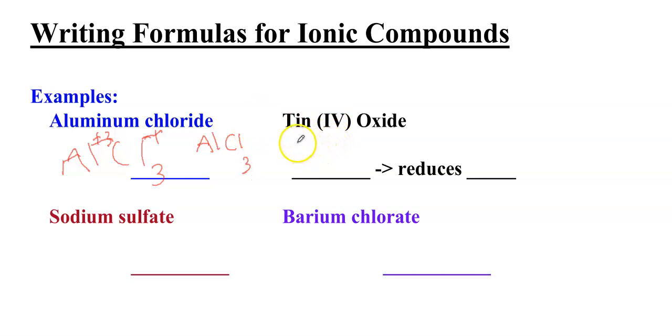Okay, next one, tin 4 oxide. Tin is Sn. Oxygen is O. This 4 here in the Roman numeral tells me that this tin has a +4 charge. Oxygen always has a -2. So when they crisscross, the 2 will come over here. The 4 will come over here. And then we have to reduce. When we can reduce, you need to reduce. So 2 divided by 2 is 1. 4 divided by 2 is 2. So that will be SnO2.